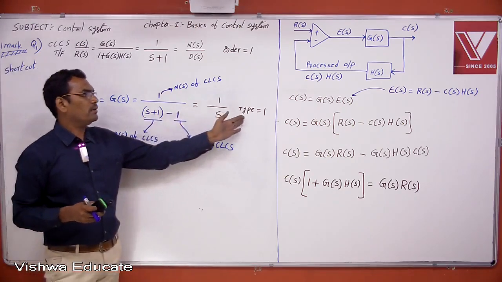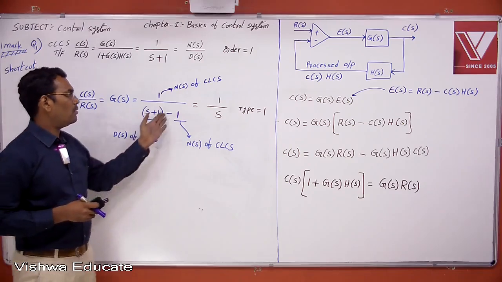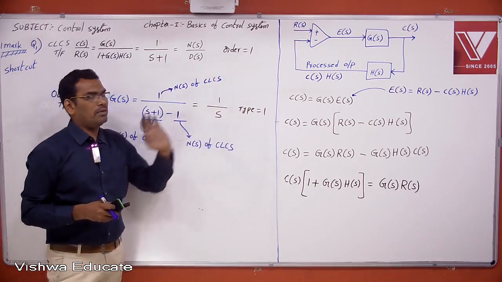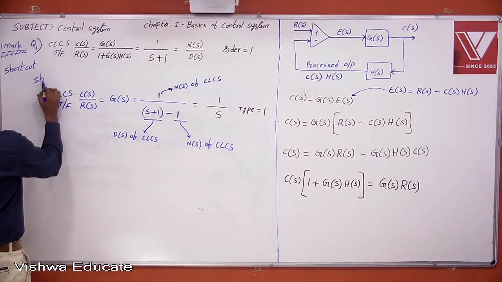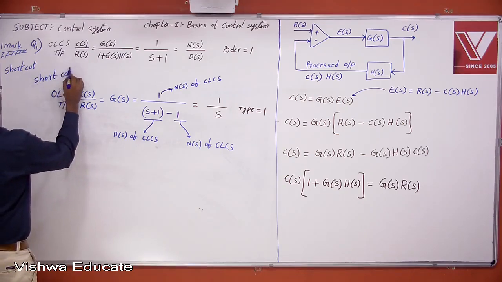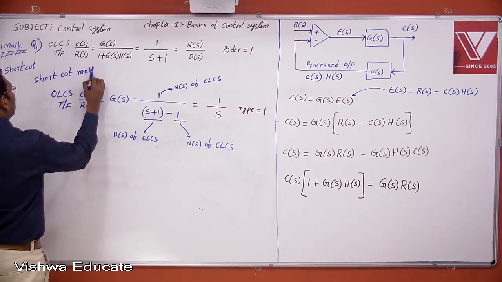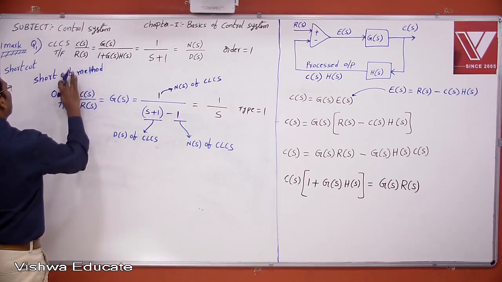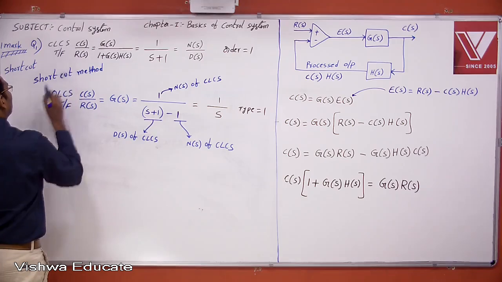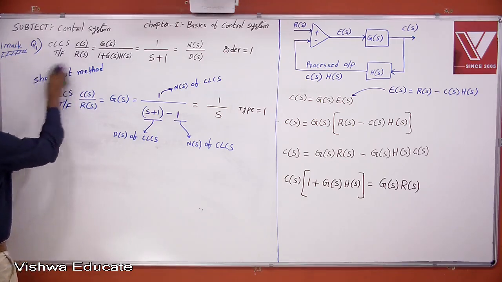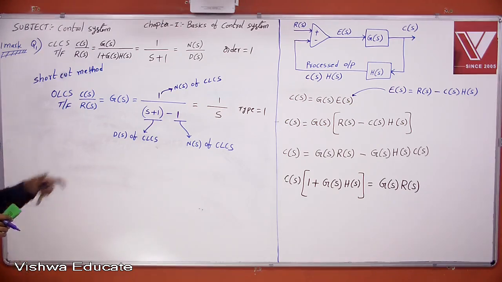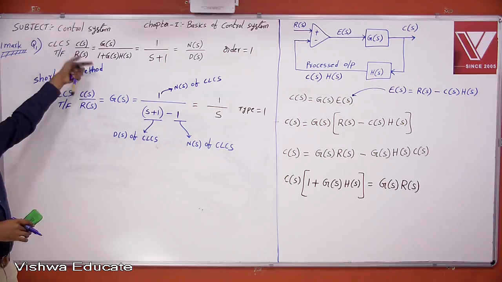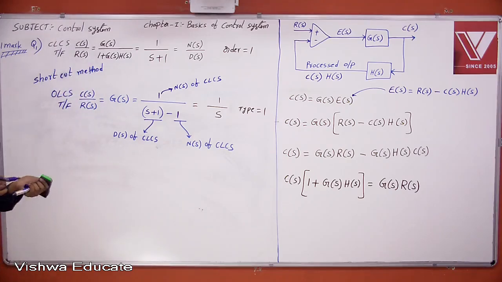How much are you getting? The same answer: order equal to 1, type equal to 1 directly. You can take this shortcut directly. Now, this is valid for unity feedback systems. This shortcut method is valid for unity feedback systems, for H of s equal to 1. Then you can straight away convert from the closed loop control system to the open loop control system.